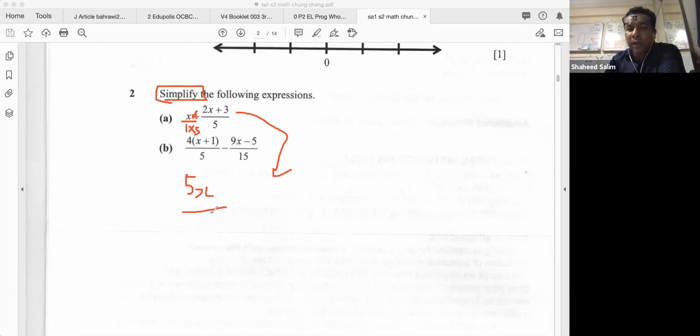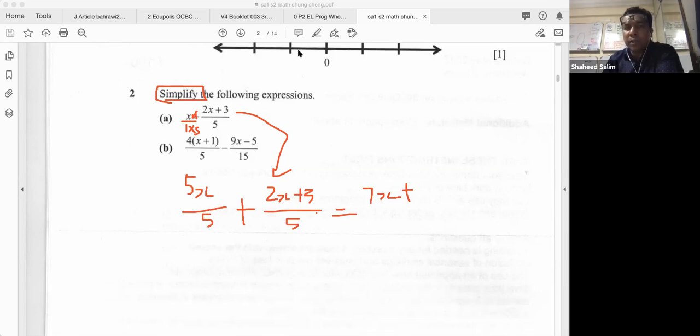Over 5x, over 5, plus 2x plus 3 over 5. Now down here, what do you get? You get 5x plus 2x, 7x plus 3 over 5. Now, some time ago, you may have seen me doing divide by 5.